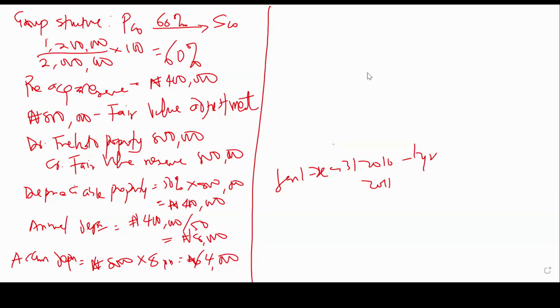done IAS 8 with Mr. Wasiu. If you have to go back retrospectively to consider this because we are doing consolidation, what it means is that the group retained earnings will take 64,000 naira there. And then we credit the property with the 64,000. All right.